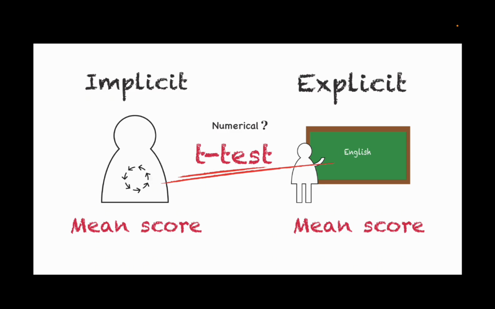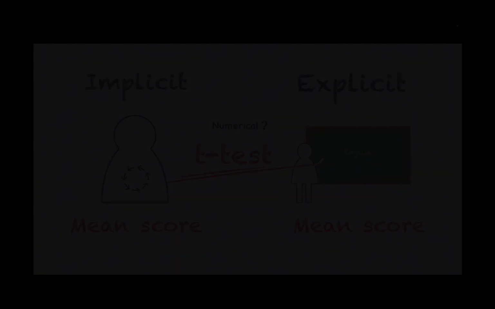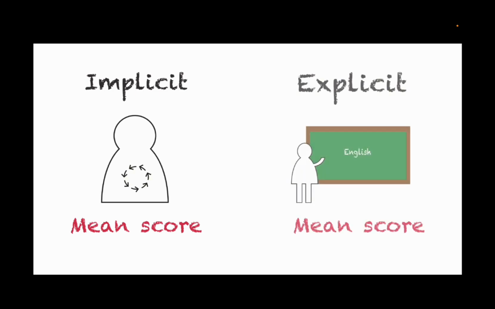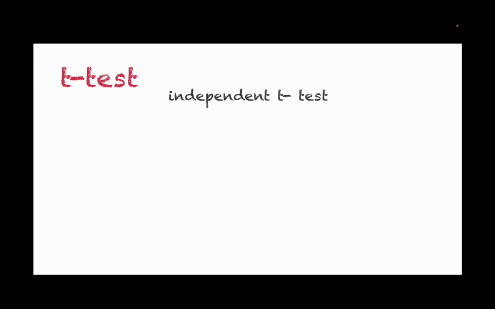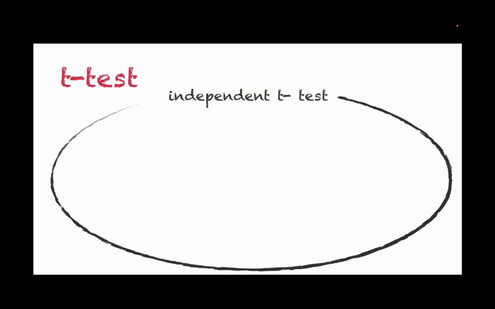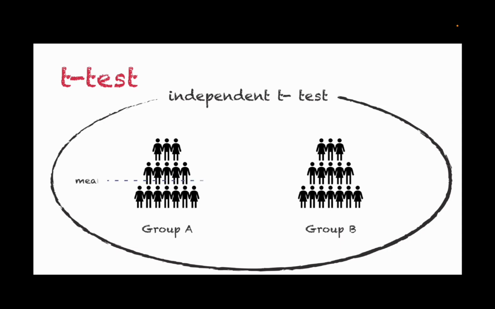Exactly. There are three main types. The one you use depends entirely on how your data is structured. Let's go through them using your study as an example. Let's say you had two different groups of students. One group received explicit instruction, and the other received implicit instruction. At the end, both groups took the same English test. Because you're comparing two separate, unrelated groups, the correct test to use here is the independent samples t-test.